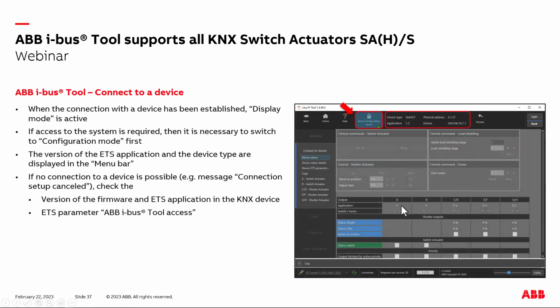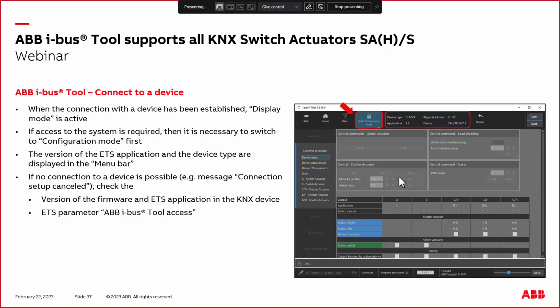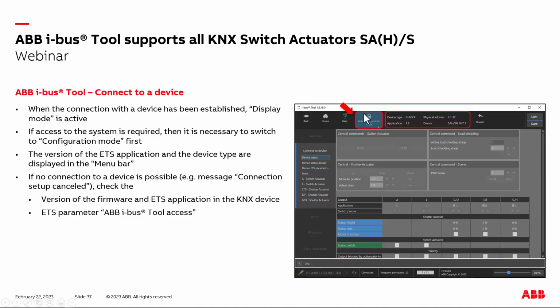Good, and then when we have the connection to a device point to point, we are at the first step. We are in the so-called display mode. You can see the status of the devices in different tabs here on the left side, different menus. And if you want to take action, if you want to trigger something, then you have to go to the configuration mode. So please click here on the button configuration mode.